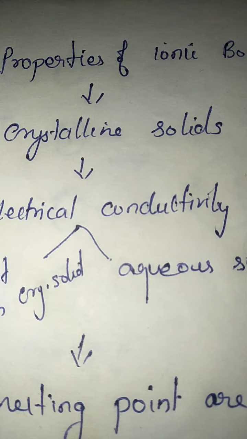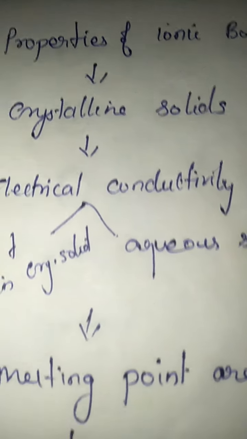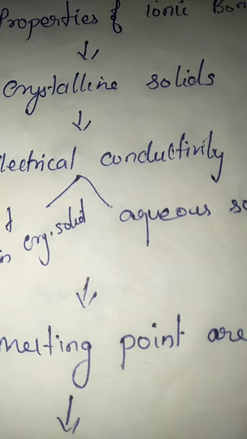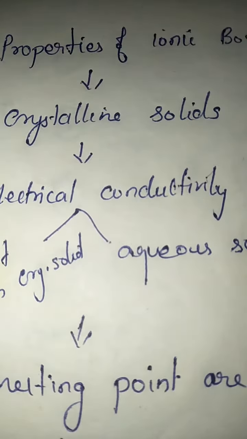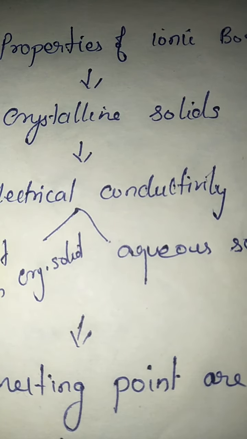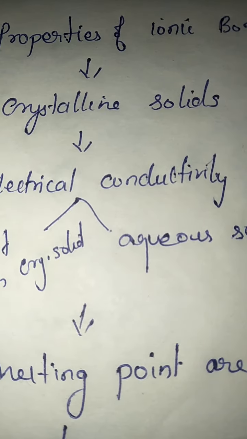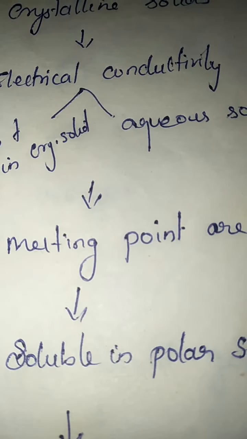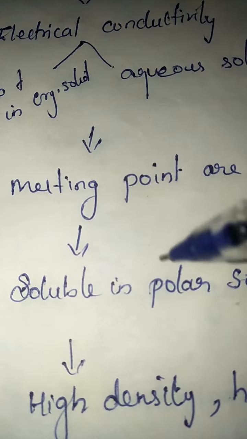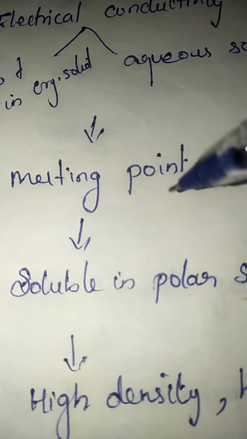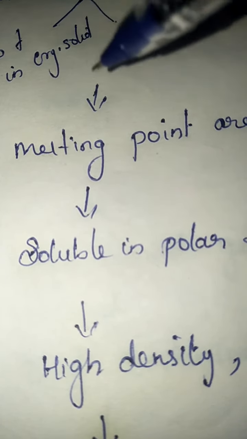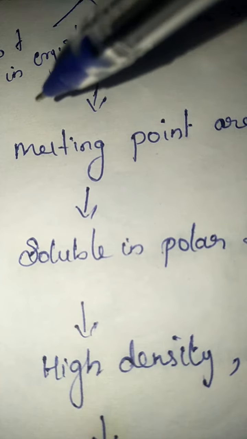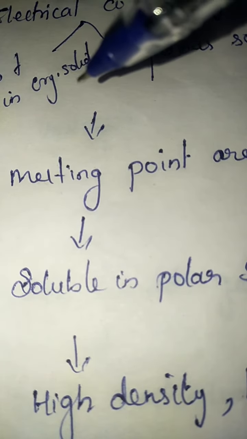The next property is electrical conductivity. We know that they contain ions. In crystalline solids they have ions, but the ions are tightly packed. They cannot move from one place to another for the purpose of electrical conductivity.